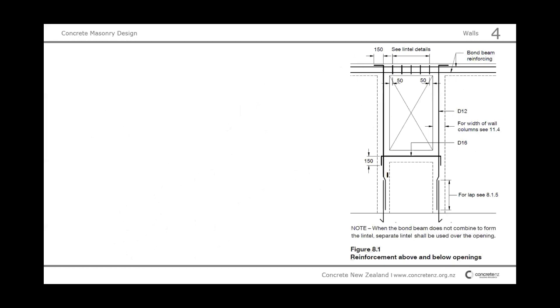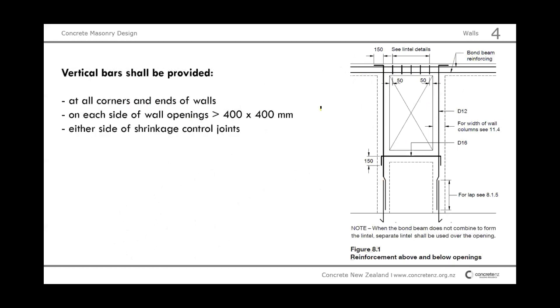This shows where reinforcement is required for 4229 buildings. D16 beneath, and here this can be D12s or D16s on top for the lintel, or maybe it's already the bond beam. On the sides we need reinforcement. Further, we need reinforcement at all corners. We also need reinforcement to the left and right of shrinkage control joints.